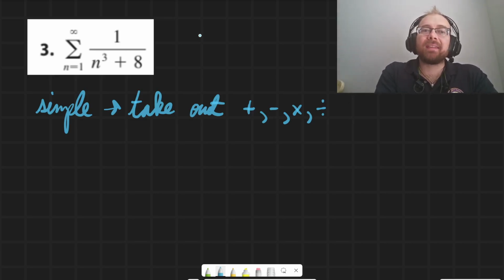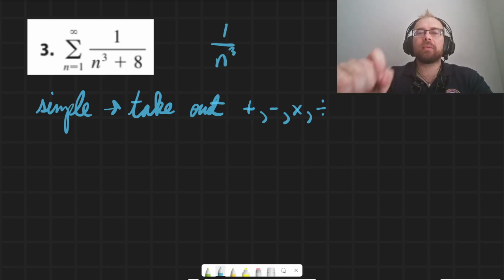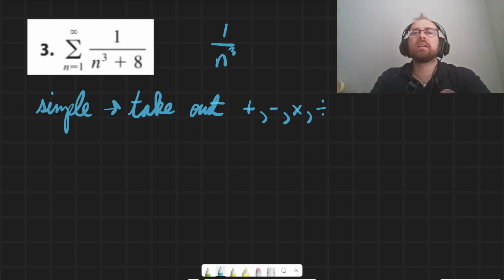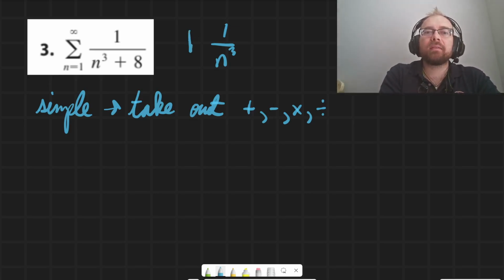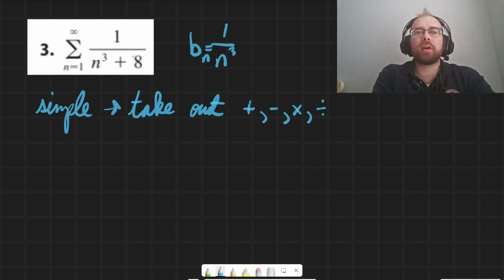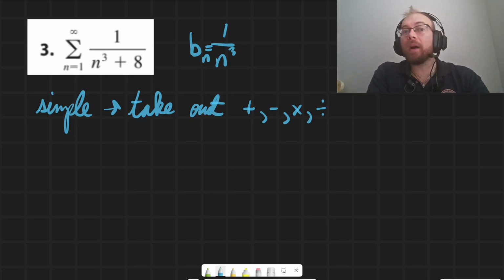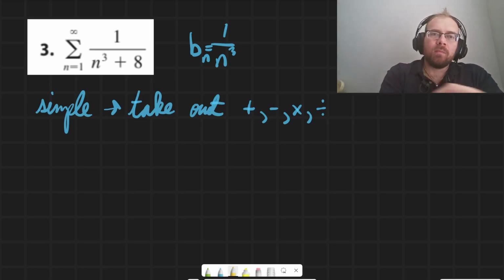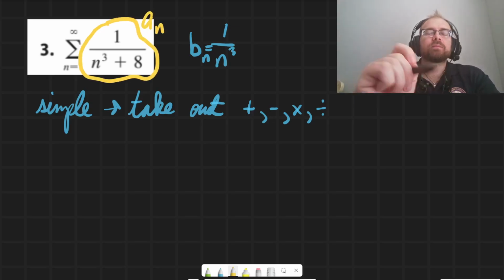So if I take out the plus 8, I would end up with a series of 1 over n cubed. So this is going to be my b series. This is my b sub n. All I did was take out the plus 8 part of it. So the 1 over n cubed plus 8 is going to be the a sub n. So all of this is a sub n.